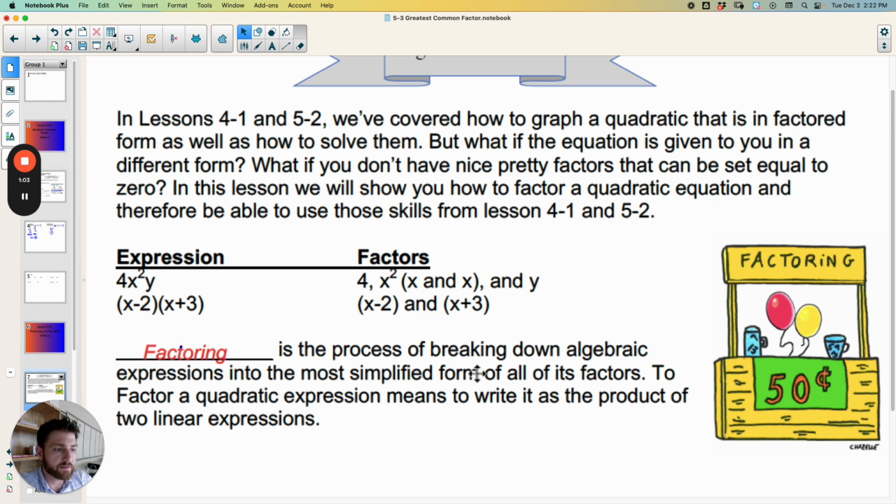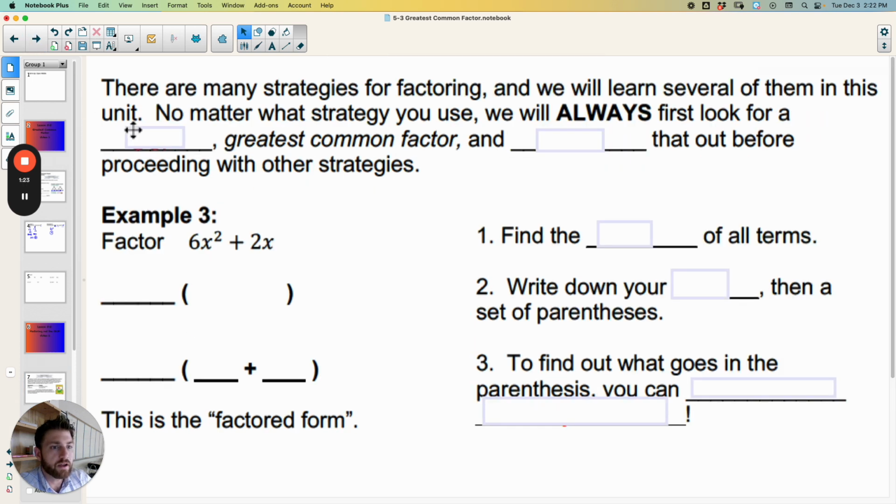Factoring is the process of breaking down algebraic expressions into the most simplified form of all its factors. So to factor a quadratic expression, it means to write it as the product of two linear expressions, kind of like this right here. So you have a linear expression and a linear expression. So let's see some examples here. And then, well, before we look at example 3, let's put this in your notes here.